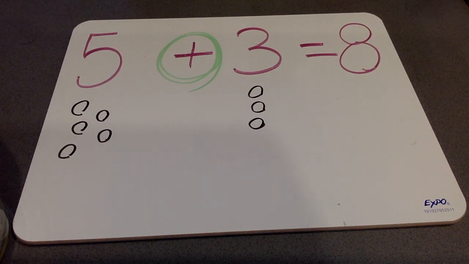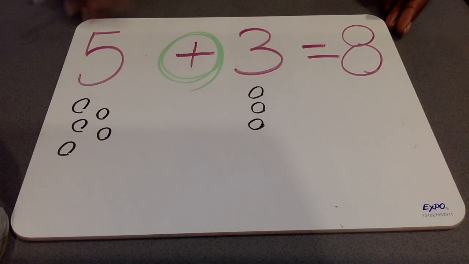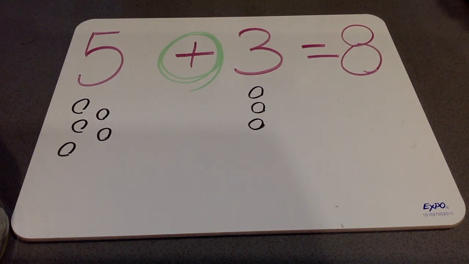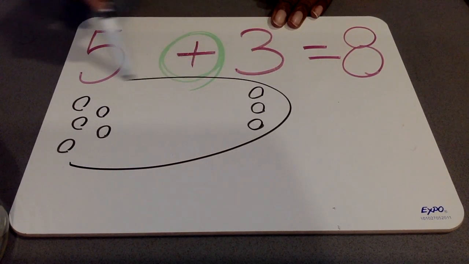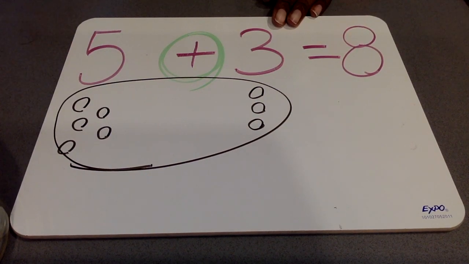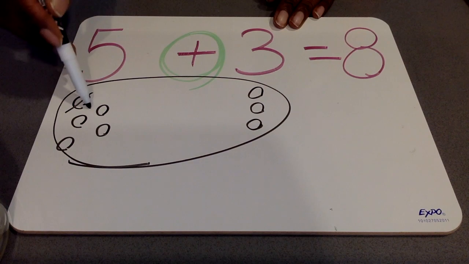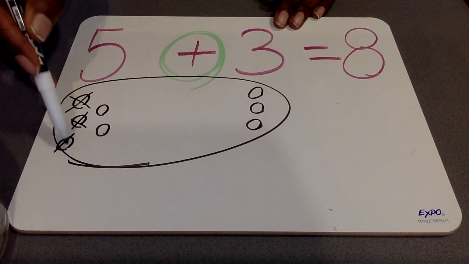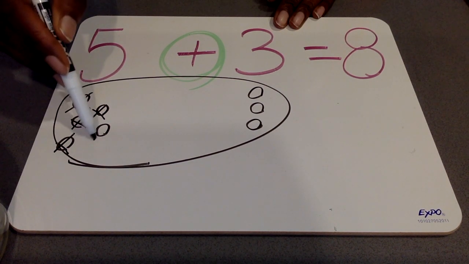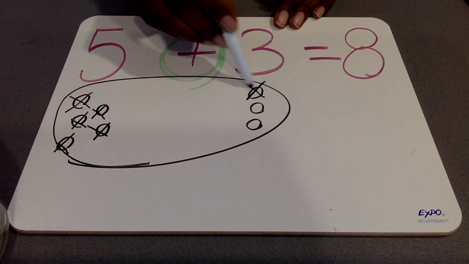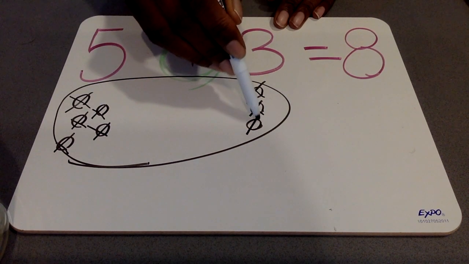What do I do next? So we've got 5 over here and 3 over here. All we've got to do is just count them all together because now they are one big group. And watch what I do as I count them. 1, 2, 3, 4, 5, 6, 7, 8.